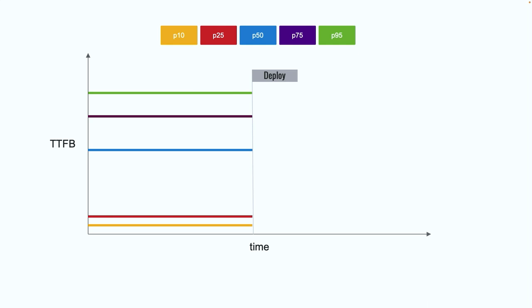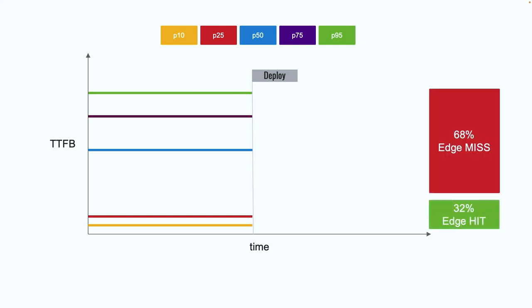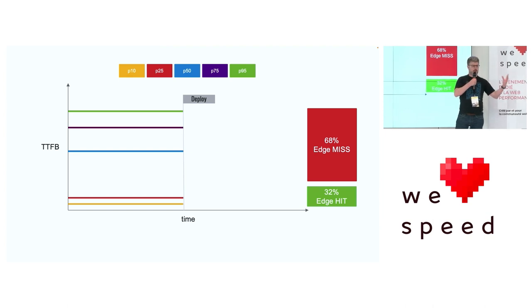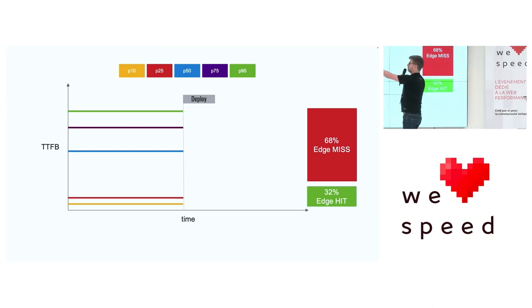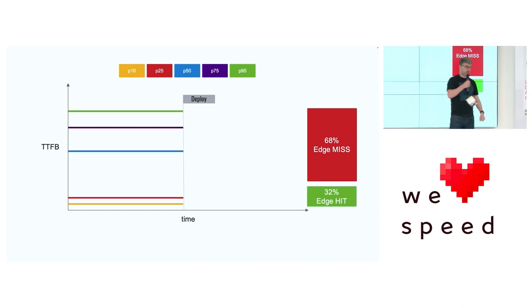performance, time to first byte over time. And what you see here is, in case there is a CDN hit, the fastest performance is actually quite good. That's the 10th and the 25th percentile. And in case it's a cache miss, you need to go to the origin, the origin is far away, you have a slower performance.